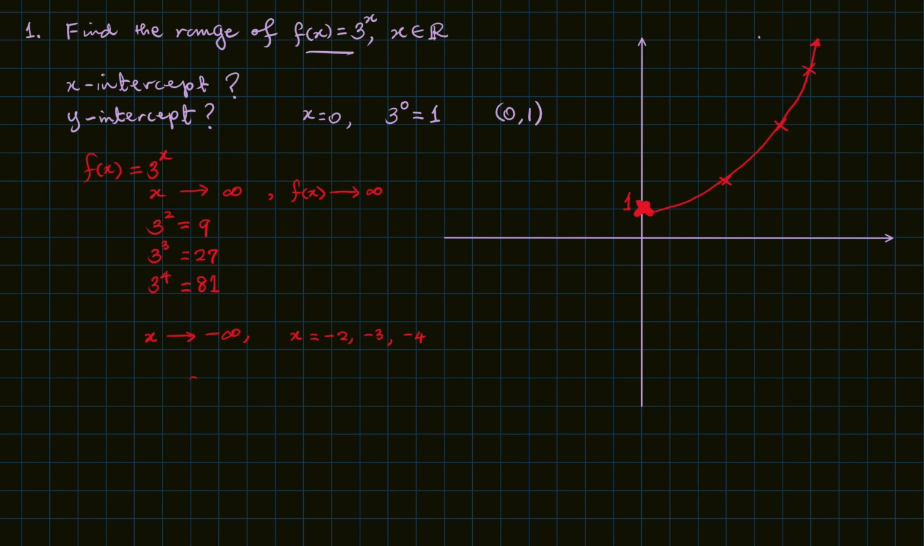So when x is equal to negative 2, we have 3 to the power of negative 2.